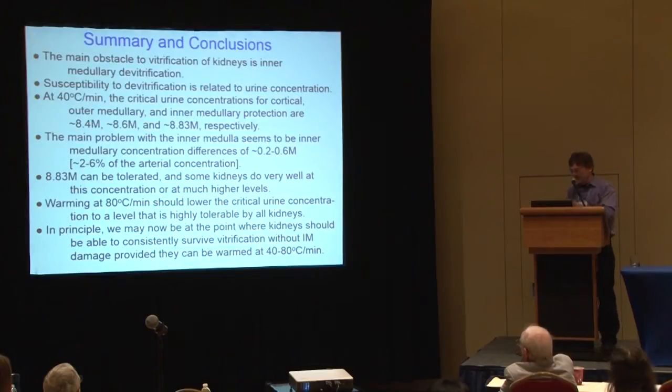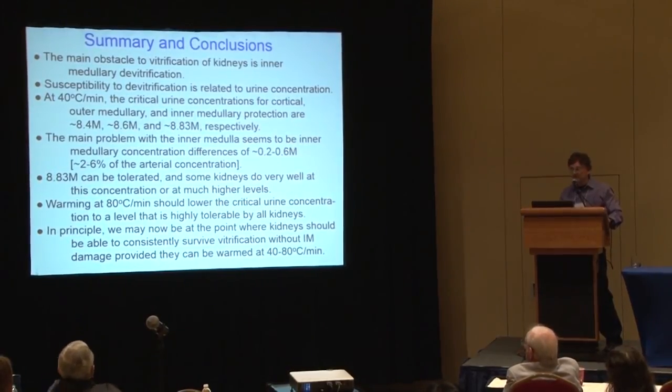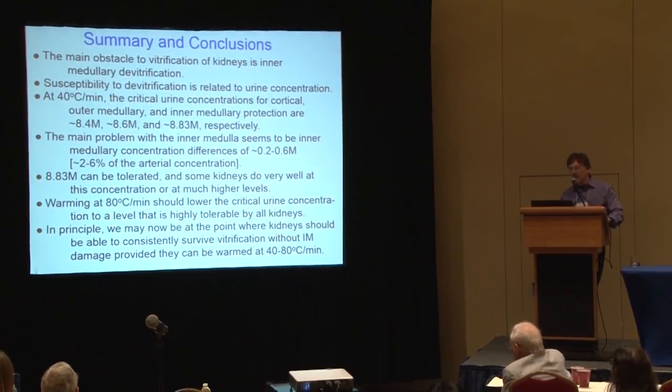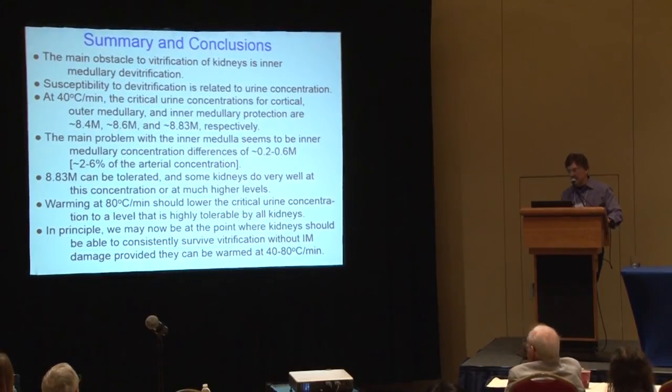So what do we conclude from all of this? We think that the main obstacle to cryopreserving the kidney is devitrification of the inner medulla. We can measure the stability of the kidney by following the urine concentration, which is a non-invasive thing that you can do in real time. At 40 degrees a minute, the critical concentrations that you need in the urine go from about 8.4 molar for the cortex to 8.6 molar for the outer medulla, and 8.8 molar for the inner medulla. Very narrow concentration differences have profound differences in terms of the amount of ice that's observed. And the main problem with the inner medulla seems to be relatively small differences in concentration from place to place. But that higher concentration, if necessary, can be tolerated, and some kidneys do very well with it.